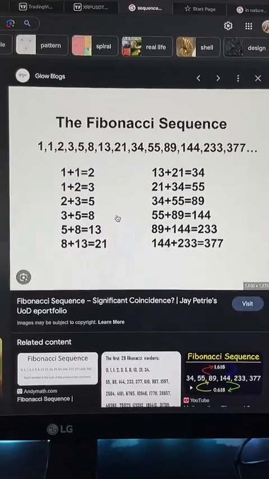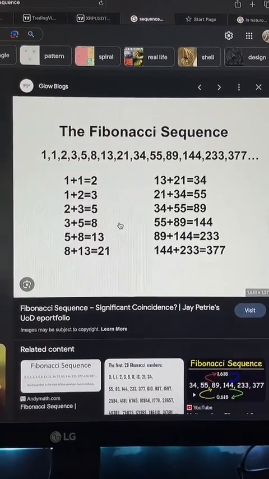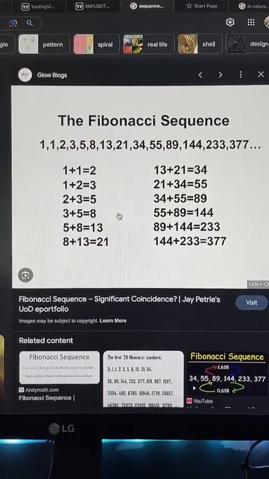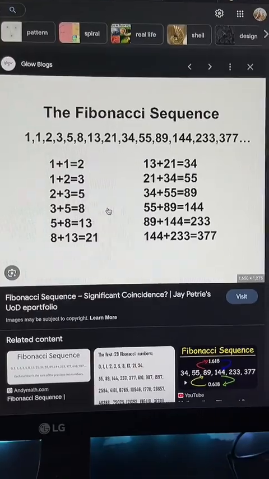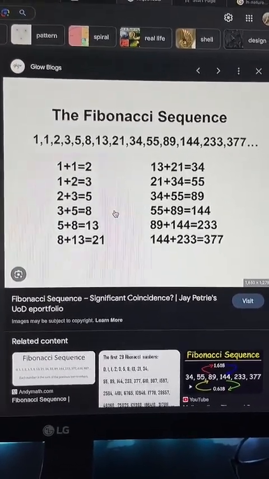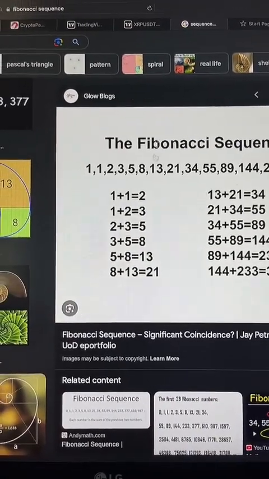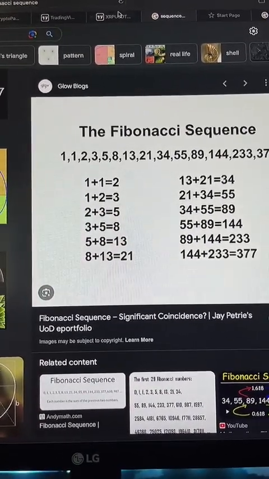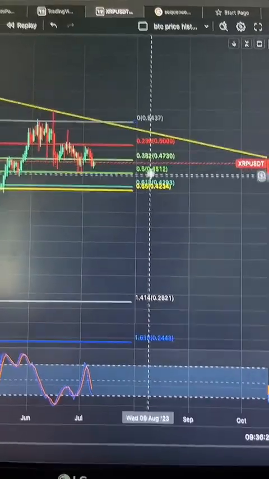So it is logical to be like, okay, if this is everywhere in nature, then why wouldn't it work in the markets? After all, humans are also part of nature, so every action that we take will fall in some pattern. So now, the question is, how do you go from these numbers to these numbers?